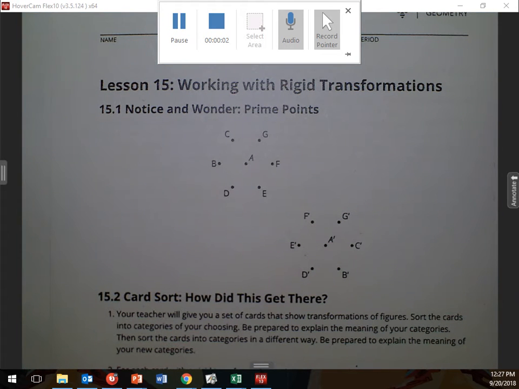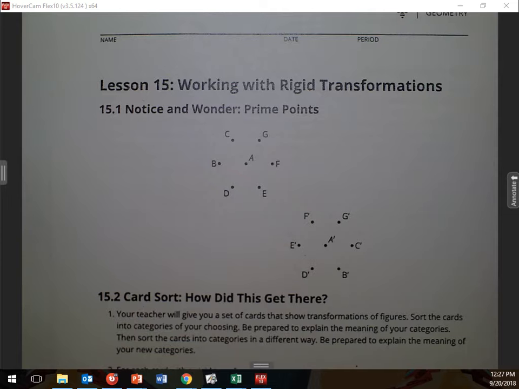All right, so this is going to be lesson 15. Okay, working with rigid transformation. Now, if you guys remember, rigid is one of my vocabulary words. What does rigid mean?